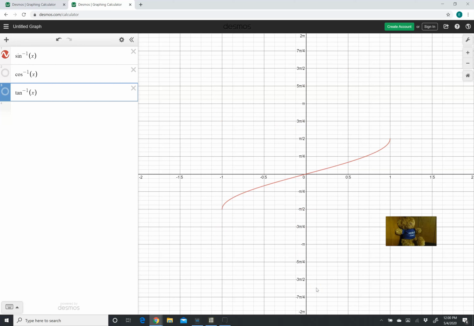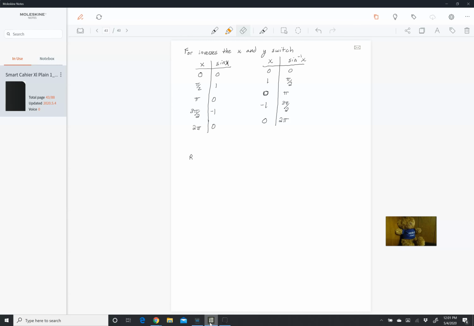So we erase all of that extra stuff, and we say that the range for sine inverse of x is negative pi over 2 to pi over 2. Okay, and the axes are switched. So this is how you know that it's an inverse graph. As soon as the axes are switched, you know it's an inverse, and then you're looking at the range.